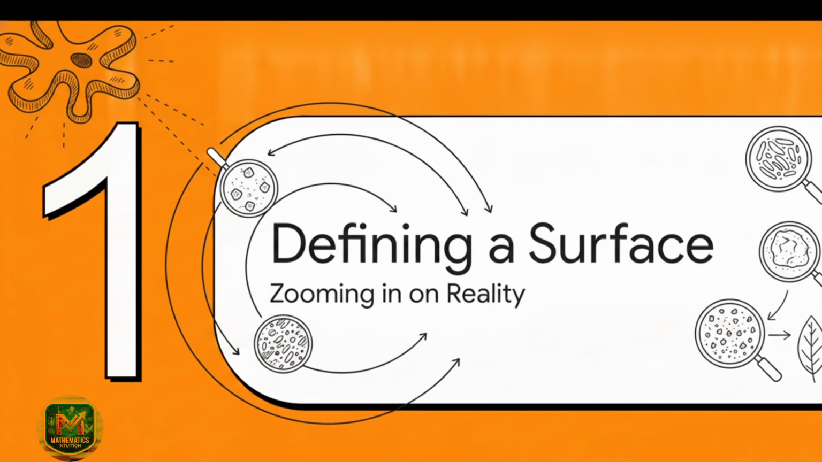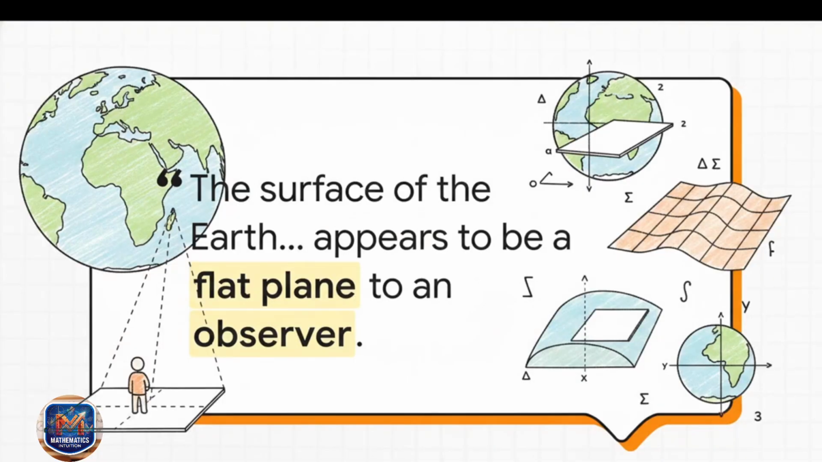Zooming in on reality. Okay, let's dive right into this. To really understand surfaces, we first need to completely flip our perspective. We have to stop looking at the whole object at once and start zooming in. Think about this for a second. The surface of the Earth, although actually nearly spherical, appears to be a flat plane to an observer who sees only to the horizon. I mean, when you step outside, you don't literally feel the curvature of the Earth, do you? You just feel the flat ground under your feet.